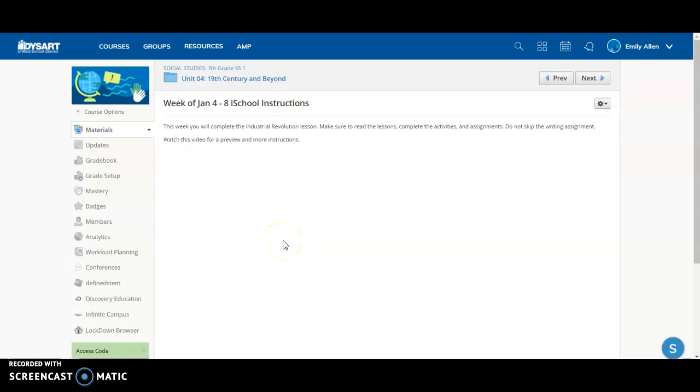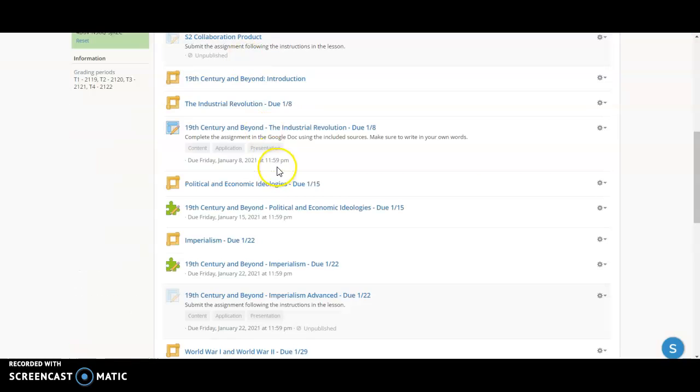This week, you're going to be focused on the Industrial Revolution. So there is one lesson and assignment for this week. You will see that it is a writing assignment. You want to make sure you do not skip these assignments. They are worth 30% of your grade in total.